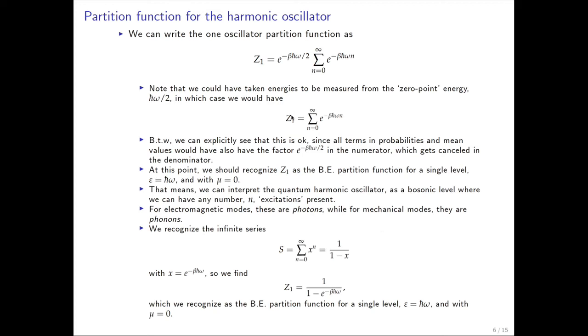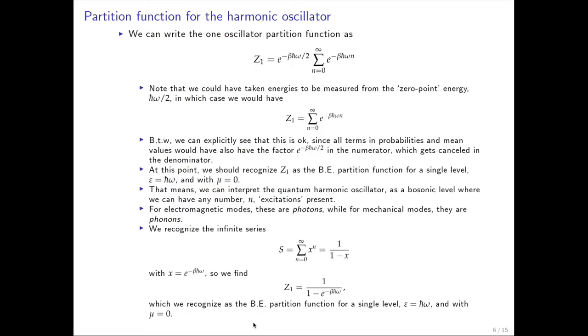So now, of course, we did this before. We recognized this series as an infinite series, and of course, we can sum that. And we find that the partition function is 1 over 1 minus e to the minus beta h bar omega, which is also the partition function we found for a single bosonic level that had energy epsilon. Here the epsilon would be equal to h bar omega, where we have zero chemical potential again. All right? Are you with me so far? Good.